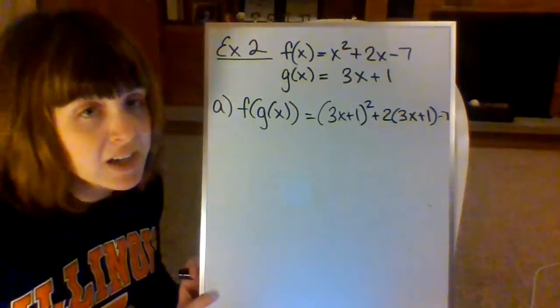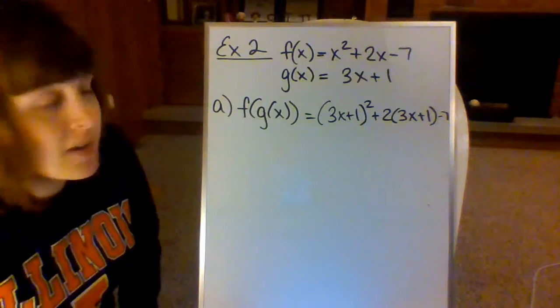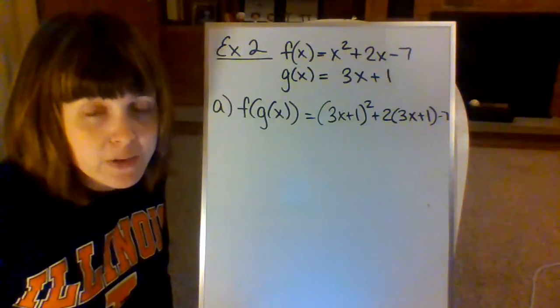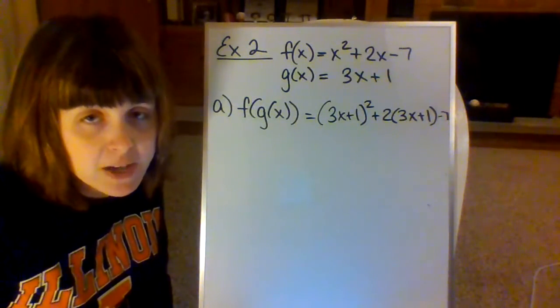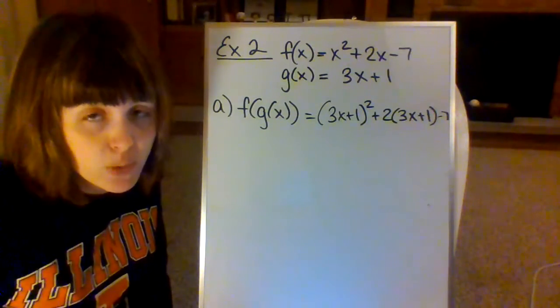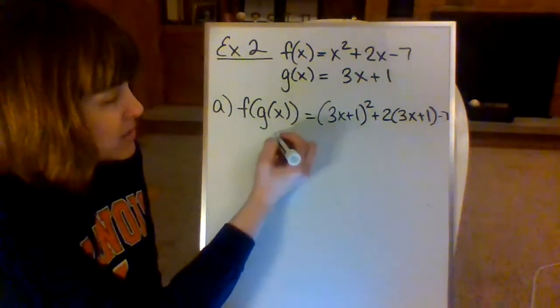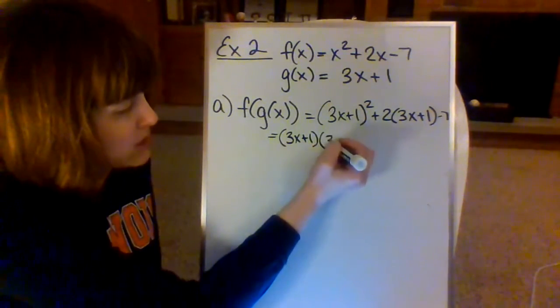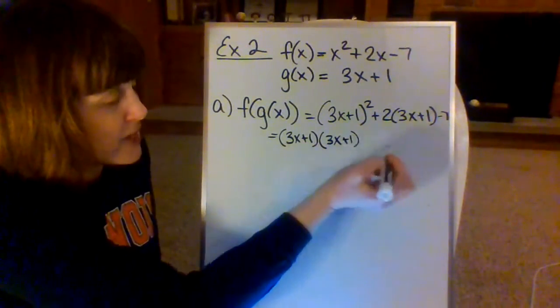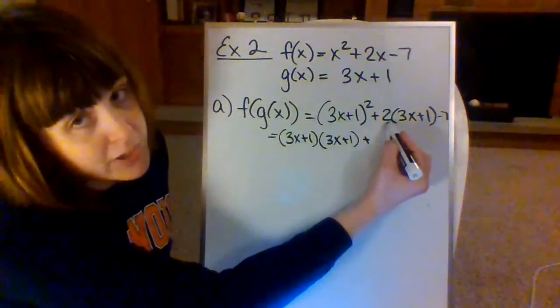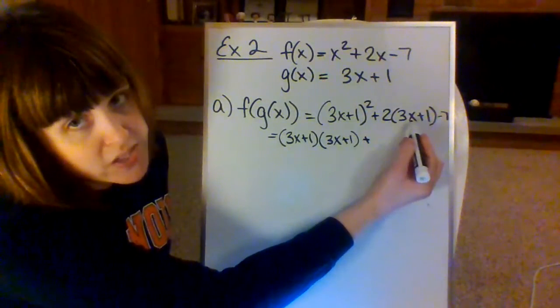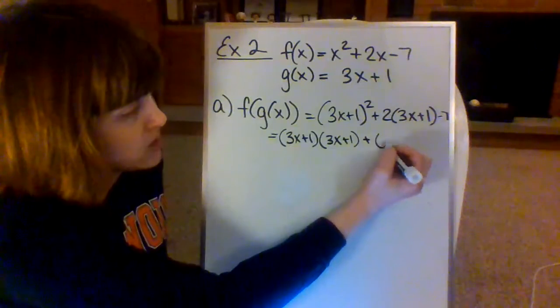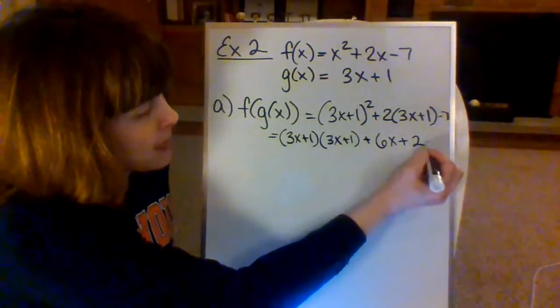That minus 7 kind of got squished in there, but it's still there. Okay, if you remember from yesterday, when you have a quantity squared, that means you write it twice and you're going to FOIL it. So we're going to have 3x plus 1 twice. We're going to FOIL that in a minute. Plus, I'm going to go ahead and distribute this too. So 6x plus 2 minus 7.